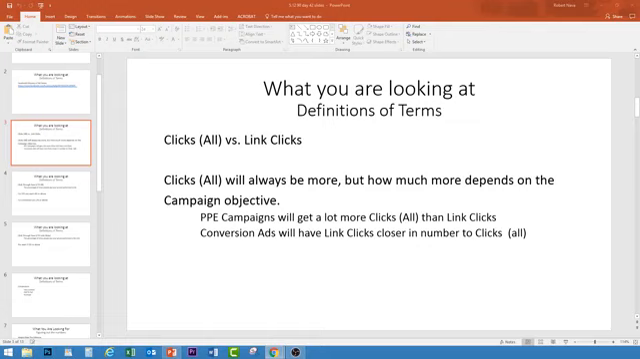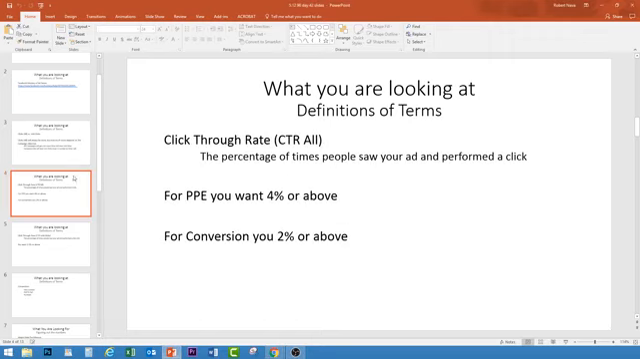Okay, so the next definition after clicks would be the click-through rate. And this is the next important one. Remember, there's, what was it, 100 definitions on that page? We're only going to go over 2 or 3 of them. I don't remember how many to go over. We're just looking at the most important, and the most important are your clicks and your click-through rate.